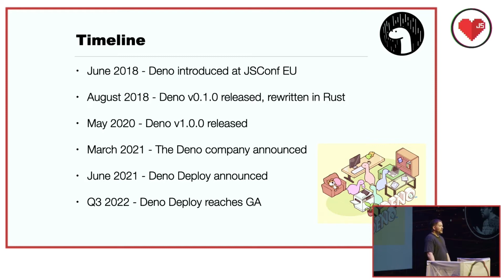Fast forward to May of 2020 and Deno 1.0 was released. A little bit after that, in March of 2021, the Deno company was announced. The little graphic in the corner here has all of the Deno employees working while the little tiger, which is supposed to be Ryan Dahl, sits on the couch and relaxes. And then a little bit after that, Deno Deploy was announced in June. I'll talk about Deno Deploy a little bit later, but it is the cloud extension of having a JavaScript runtime on your local machine. And then Q3 of 2022, which obviously has not happened yet, is when Deno Deploy is expected to reach general availability.